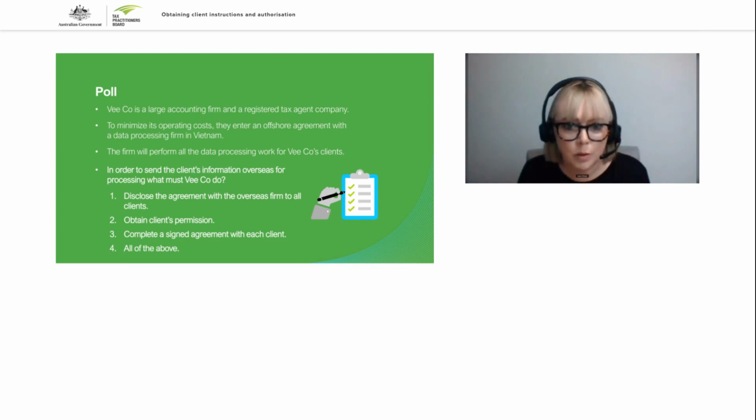So once again, we've got a few options here for you. The first one is disclose its arrangement with the overseas firm to all clients. The second one is obtain client's permission. Thirdly, complete a signed agreement with each client, or 4, all of the above. So I'll give you some time to put through your responses.